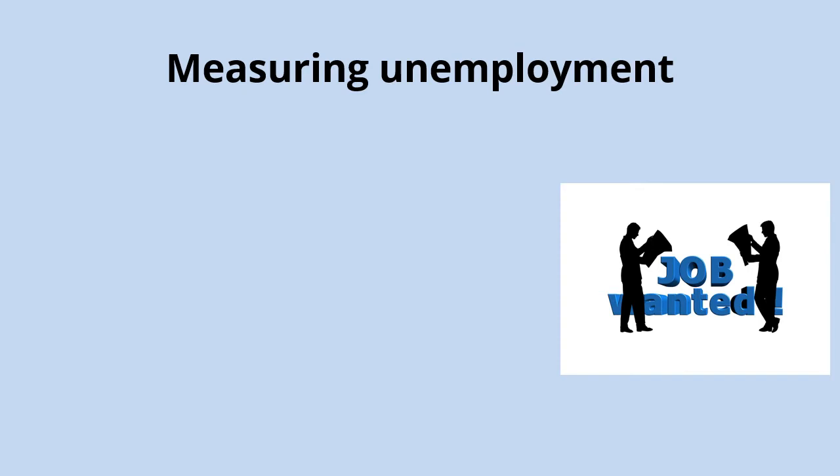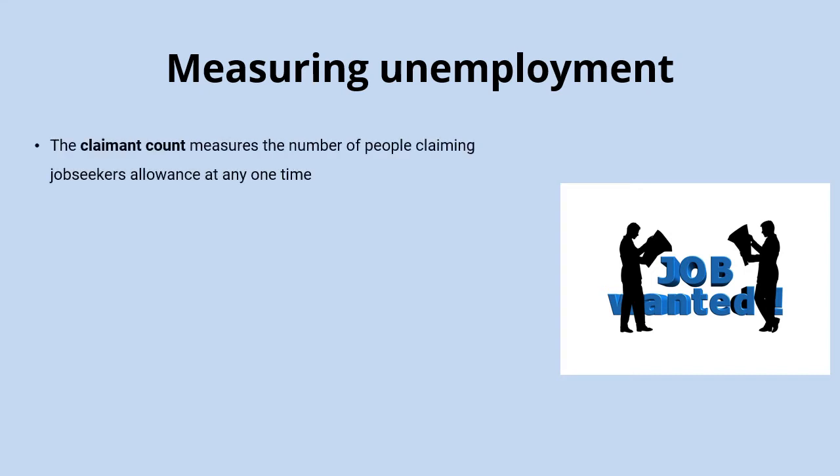Measuring unemployment across the whole country can be quite a tricky task, and so we have two main approaches for trying to do this. The first is using the claimant count, and that measures the number of people who are actually claiming job seekers allowance at a particular point in time. That's quite a convenient way of measuring unemployment. We pretty much have these numbers readily available, and so it would seem quite a sensible way of counting the number of people who are unemployed.